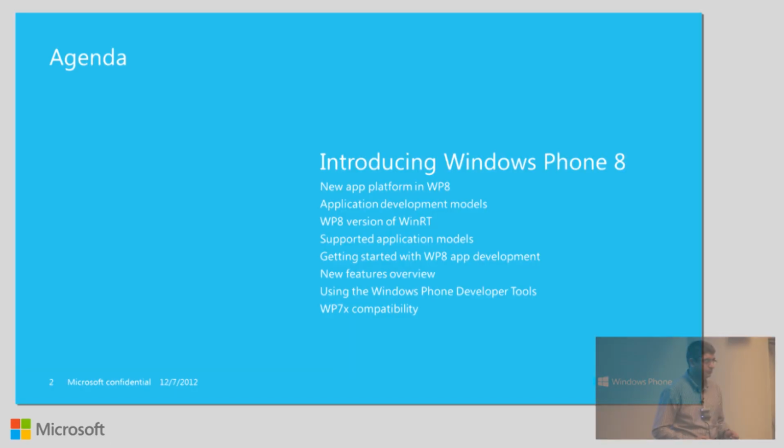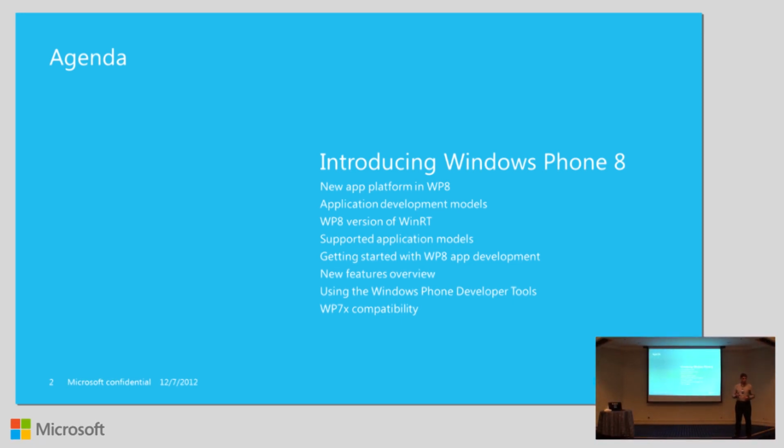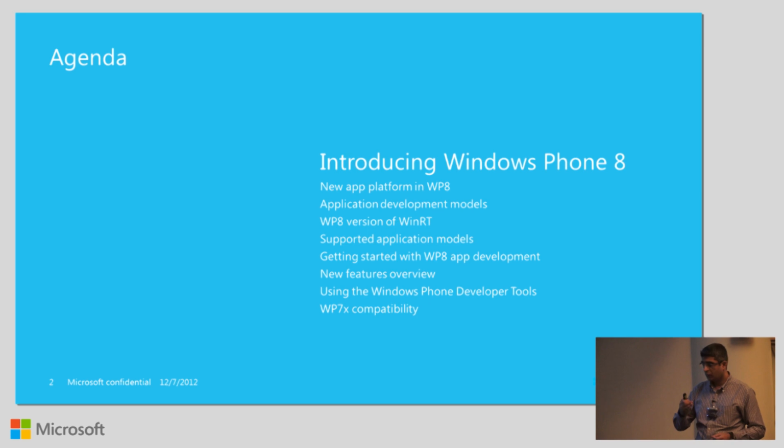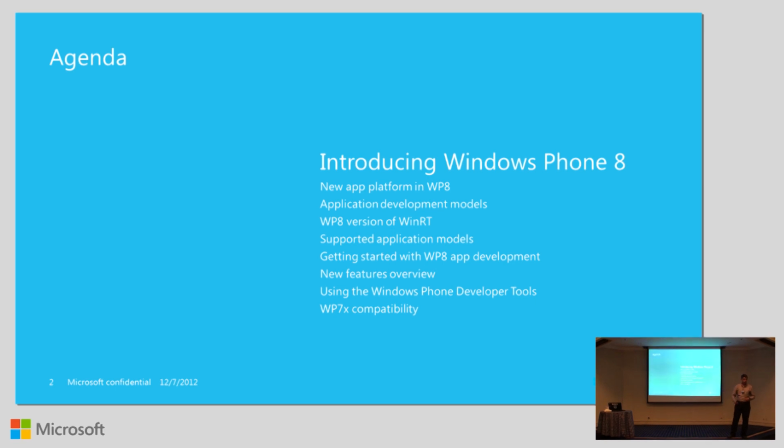So what are we going to cover today? We're going to look at the new platform, right? We are going to look at the tools, the new version of the OS, which is called the WinRT, or WinPRT as it's for Windows Phone. We look at the new features that have been introduced in the new platform, the new hardware we have, and then how we can leverage our investment in 7.5 that we have made going into Windows Phone 8.